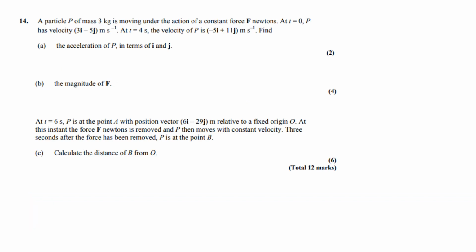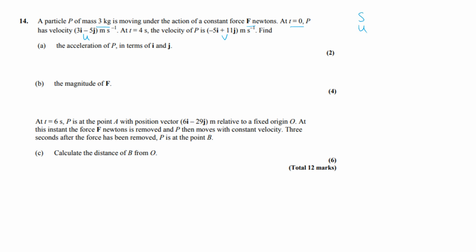So here's my question one. It involves constant acceleration, forces and vectors. We've got a mass, 3 kilograms, moving under a constant force. At t equals 0, our u is going to be 3i minus 5j. 4 seconds later, we've got our v, and we're being asked to find the acceleration.